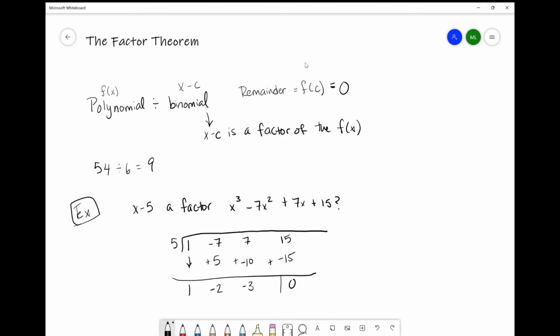And remember, your last spot is your remainder spot. So it equals 0. So is x minus 5 a factor of this whole polynomial right here? I see that the remainder is equal to 0. So yes, I can conclude that x minus 5 is a factor.